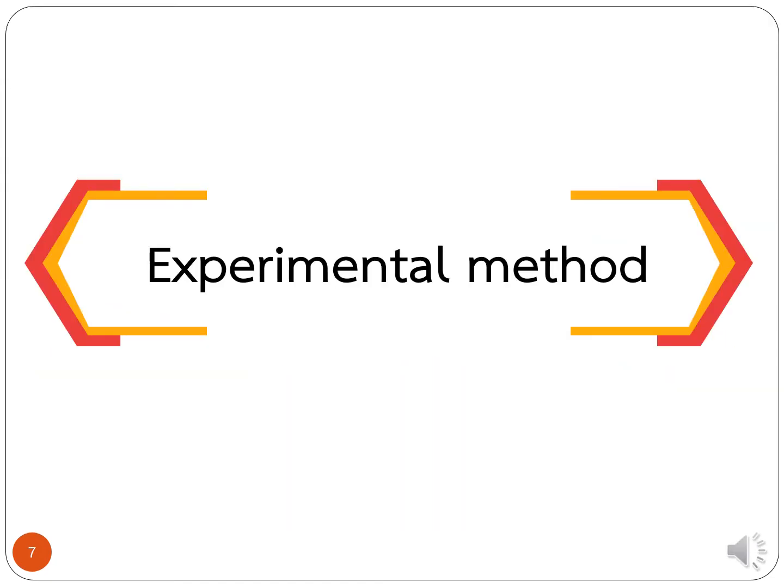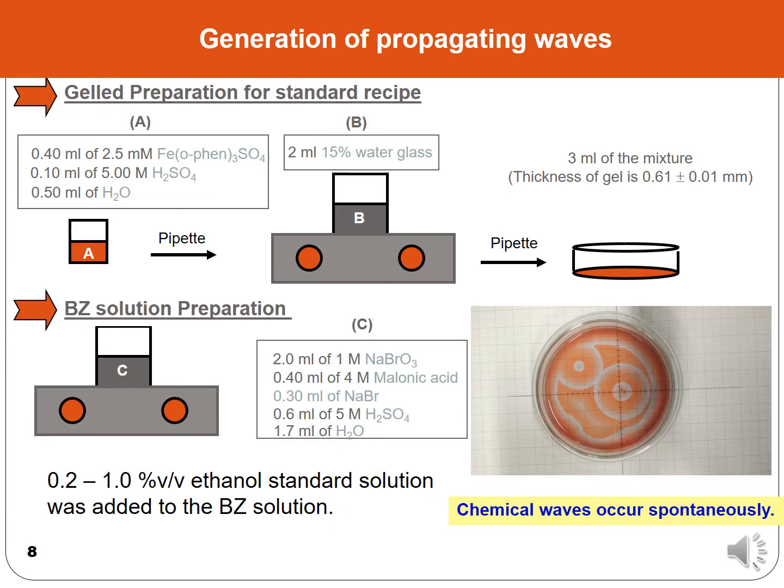Experimental method. To generate propagating wave, we need to prepare the catalyst gel first by mixing ferroin, sulfuric acid and water, and then transferring to water glass. Then the mixture was transferred to a petri dish, and we let it gel.